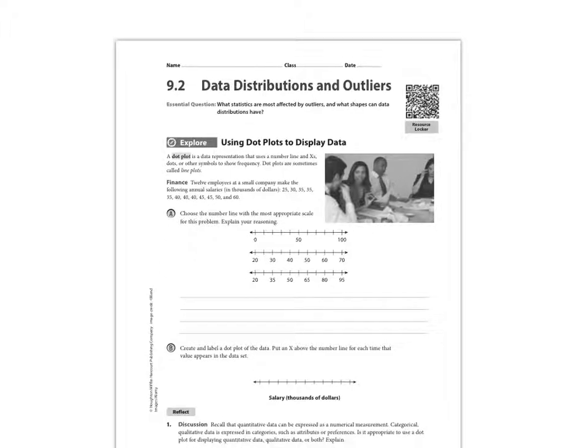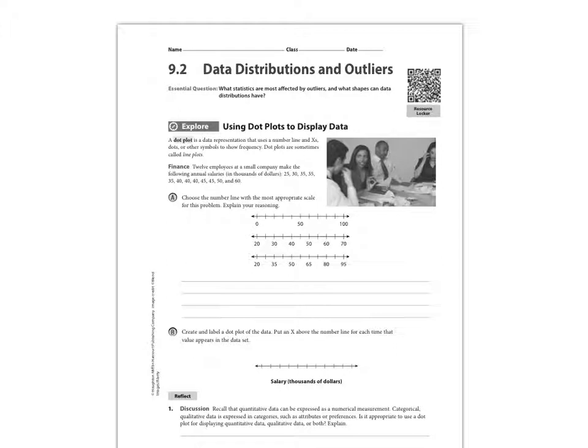The lesson we're looking at today is 9.2, and Data Distribution and Outliers is the title. The essential question is, what statistics are most affected by outliers, and what shapes can data distributions have? So we're still going to be calculating our statistics, the measures of center and spread from the previous lesson, and also how outliers affect those numbers. We'll look at how to find outliers because we have a more precise way to do so. Then we're going to look at ways that we display data, because it talks about the shapes of data distributions.